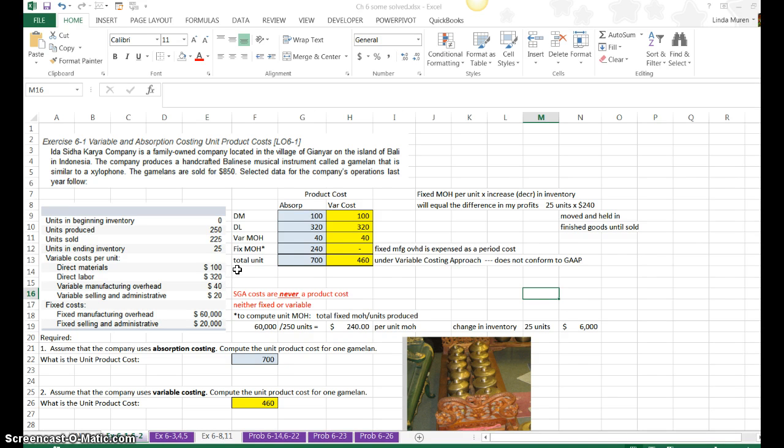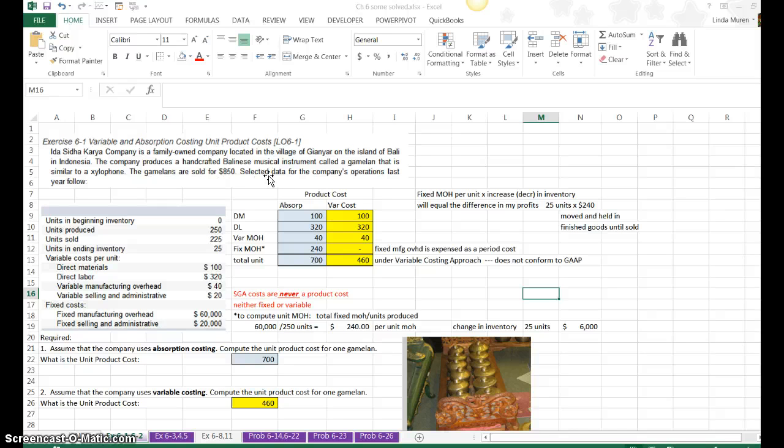In exercise 6-1, you have a company in, I believe this is Bali in Indonesia. They produce handcrafted Balinese musical instruments called a gamelan. I'm not sure how you pronounce it, but anyway, it's similar to a xylophone. This is what these instruments look like. I looked it up on the internet and put a picture on there. They sell for $850, and it does have a US price tag on it. I'm not sure why. I suspect in Bali they don't use dollars, but maybe that's a conversion.